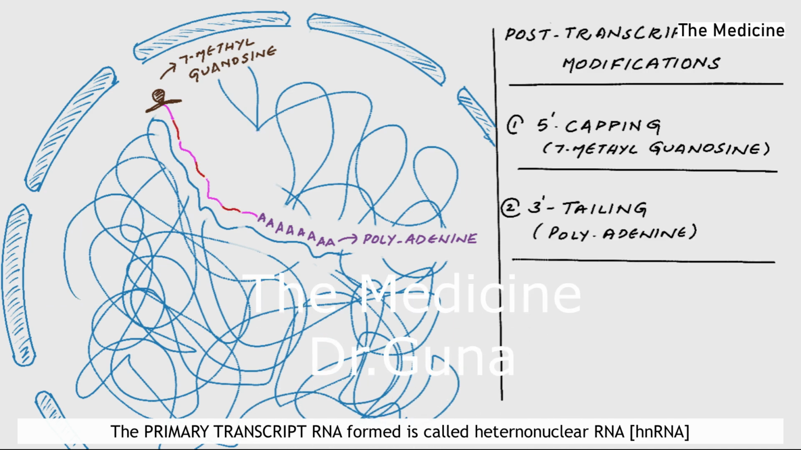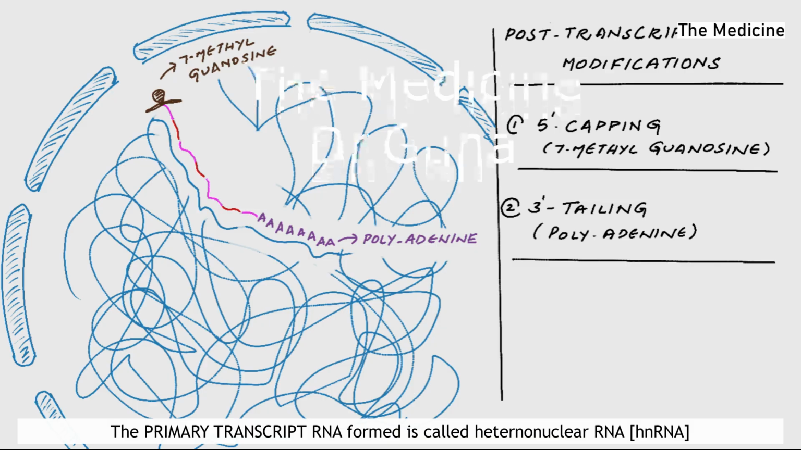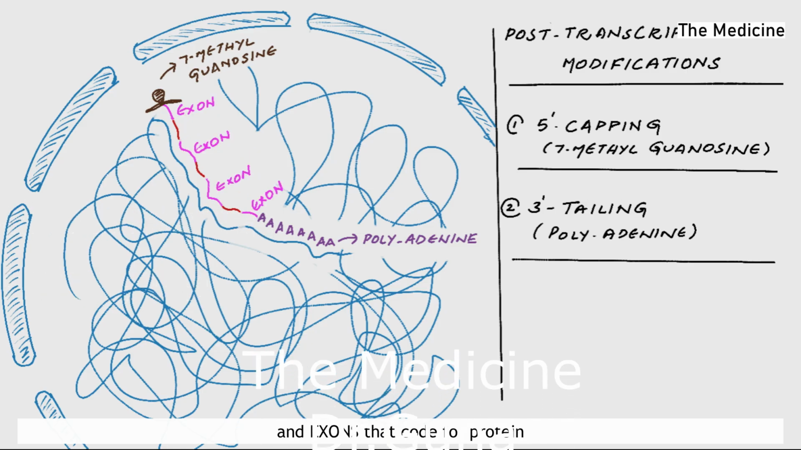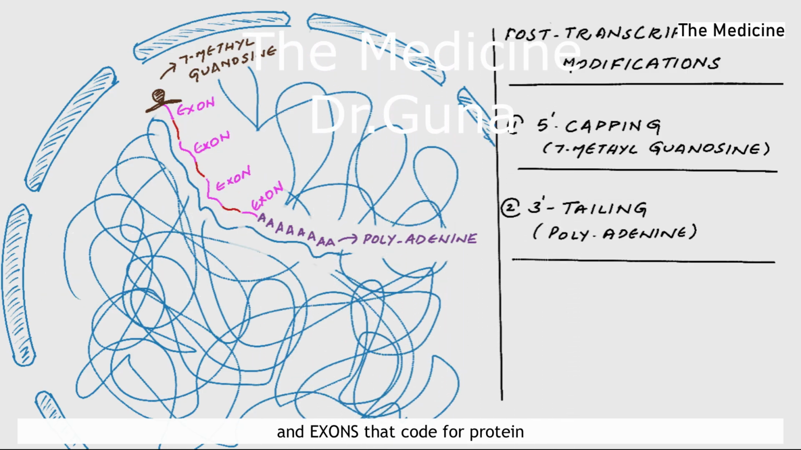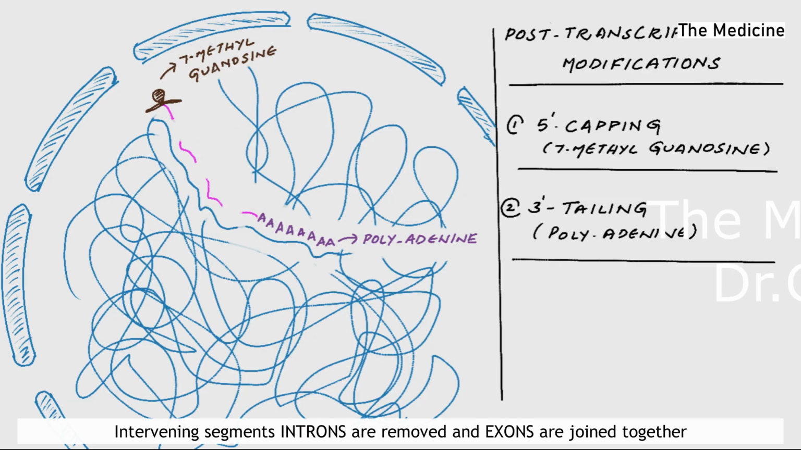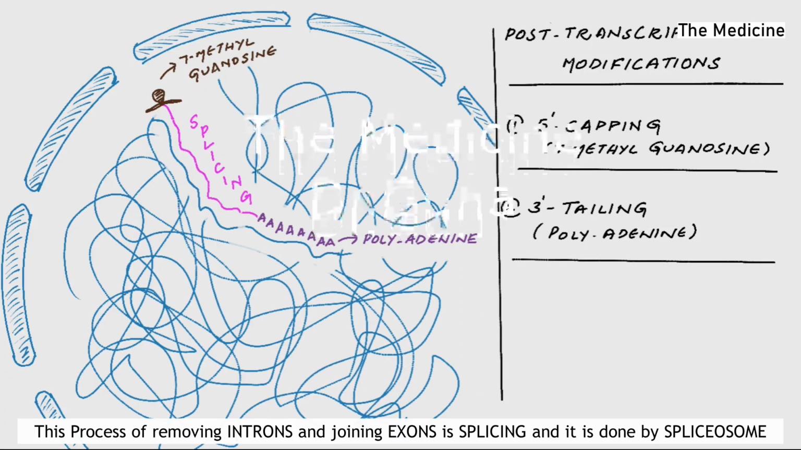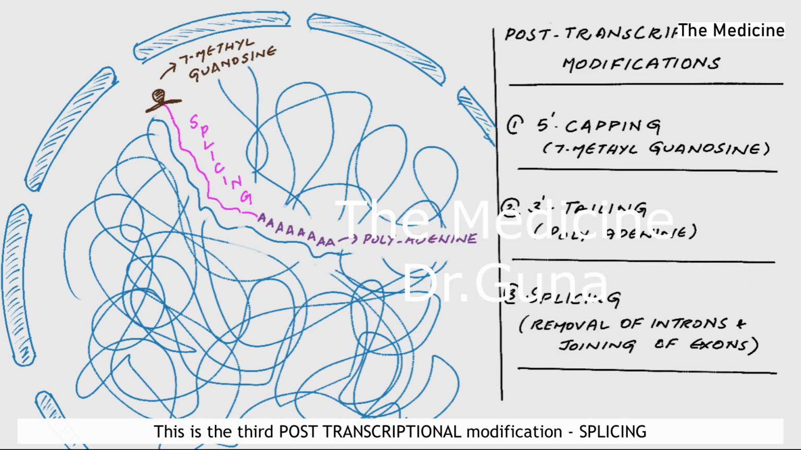The primary transcript RNA formed is called heterogeneous nuclear RNA because it contains introns that do not code for proteins and the exons that code for proteins. The intervening segments introns are removed and the coding sequences exons are joined together. This process of removing introns and joining exons is splicing, and it is done by spliceosome. This is the third post-transcriptional modification, splicing.